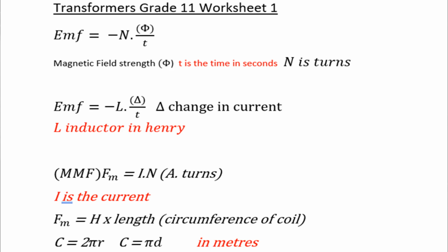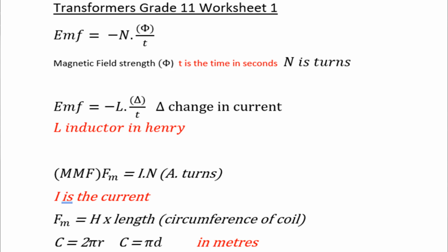Then we have something called MMF, which means the magnetomotive force, but it's also written as F with a small m. And we have a formula: Fm is equal to IN. I is the current, and N is the number of turns. Okay, so our unit there will be amp turns.